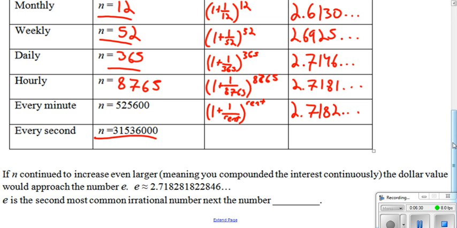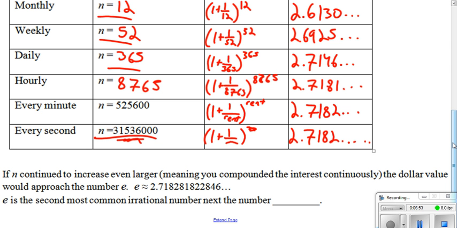Same thing here. There's how many seconds there are in a year. I'm not even going to write that out, but we know it would be 1 plus 1 over whatever this value is, a lot, to that power, whatever that is. It's going to come to 2.7182 something. Again, it's not much, but it's going to be bigger than what it was before.